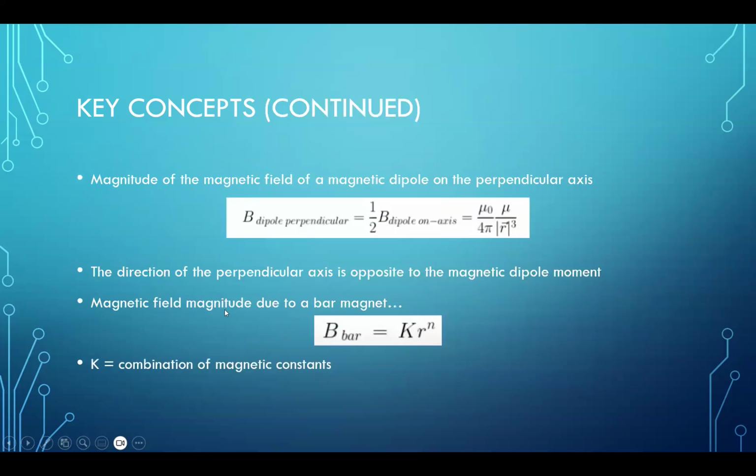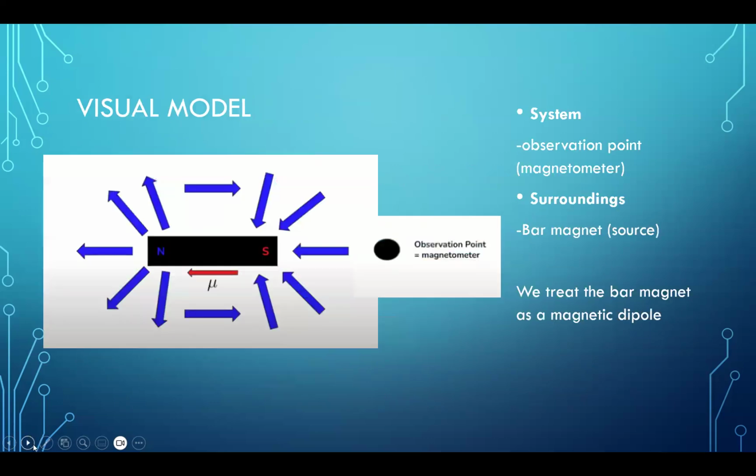Some key concepts continued. The magnitude of the magnetic field of a magnetic dipole on the perpendicular axis is half that of the on-axis, and it's given by this equation here. The direction of the perpendicular axis is opposite to the magnetic dipole moment, and the magnetic field magnitude due to a bar magnet is shown by this equation here, which can help us solve for K, which is a combination of constants. This we can find experimentally, which is how we calculated the dipole moment experimentally.